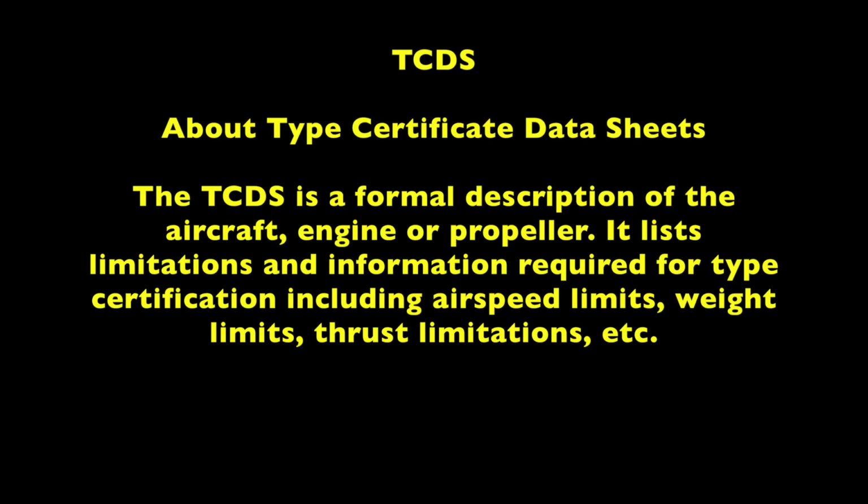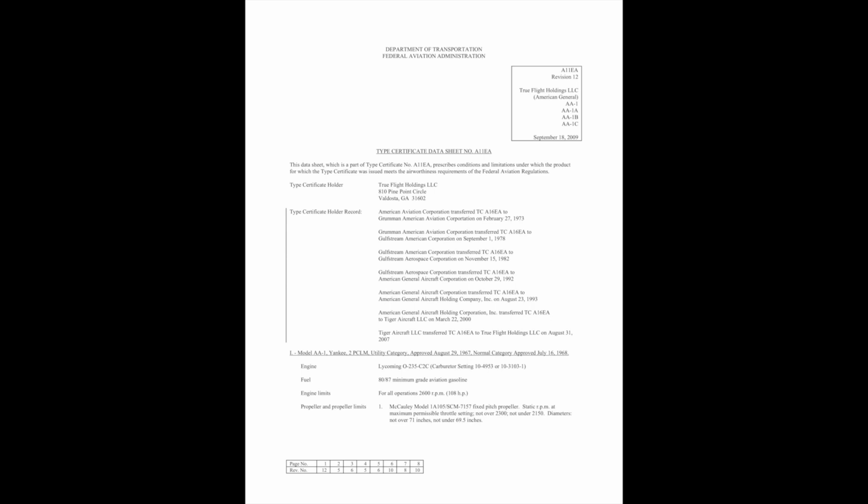This morning, we're going to be talking about the TCDS, or Type Certificate Data Sheet. This is really just a formal declaration of the limitations of the engine, the aircraft, or the propeller. And we're going to be looking specifically right now at the one for the airframe.